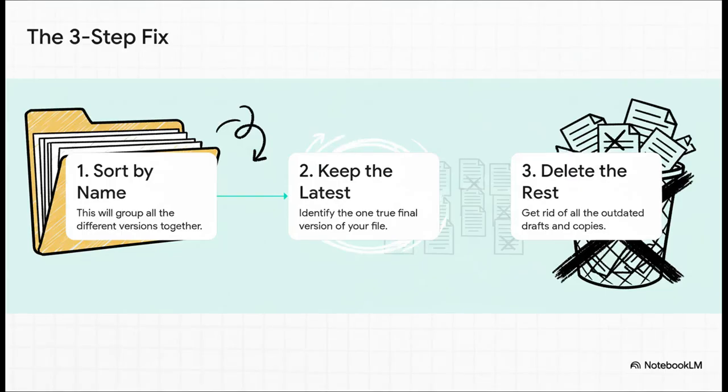But hey, the fix is actually super simple. It's just 3 steps. First, sort your folder by name. This will magically group all those different versions right next to each other. Second, find the one true final version. And third, you gotta be ruthless. Delete all the others. And just like that, the mess is gone.